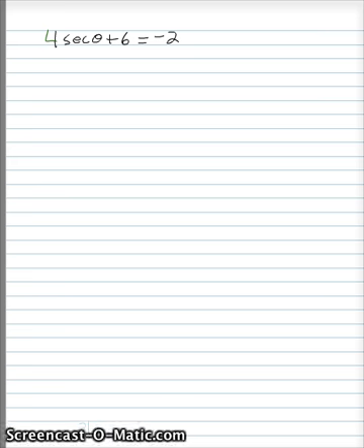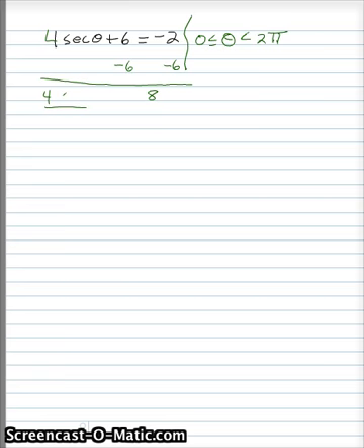We'll take a look at 4 sec theta plus 6 equals -2. And again, I want theta squeezed between 0 and 2 pi. We're looking for those answers because, again, there's an infinite number of solutions. We're going to isolate the 4 sec theta. Subtracting 6 from both sides gives me 4 sec theta equals -8, and then dividing by 4, we'll get that sec theta is -2.